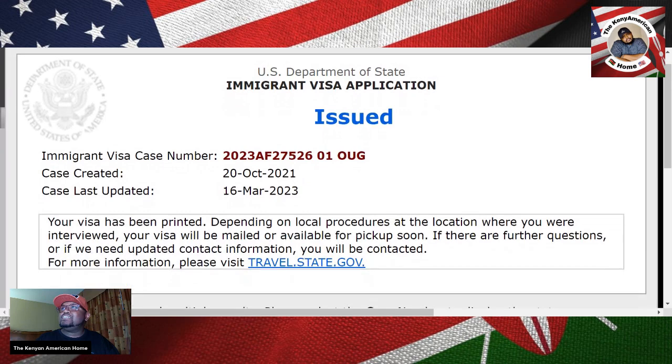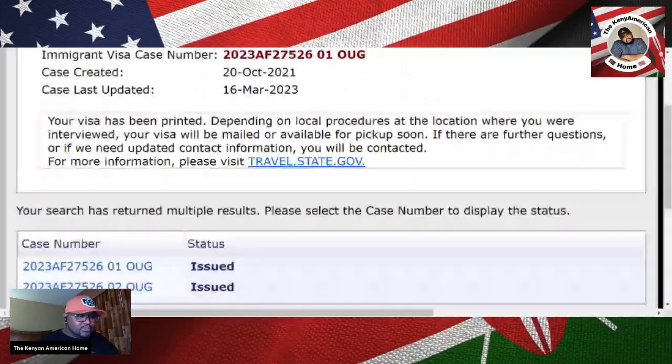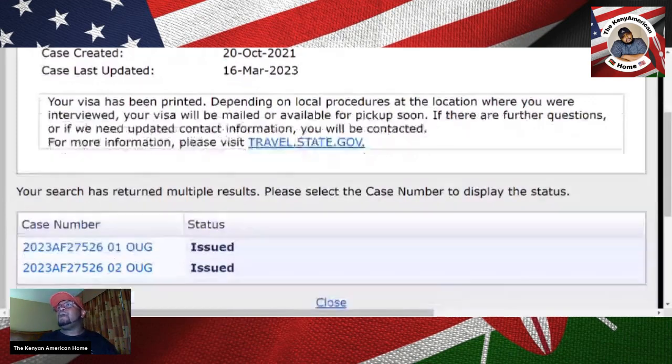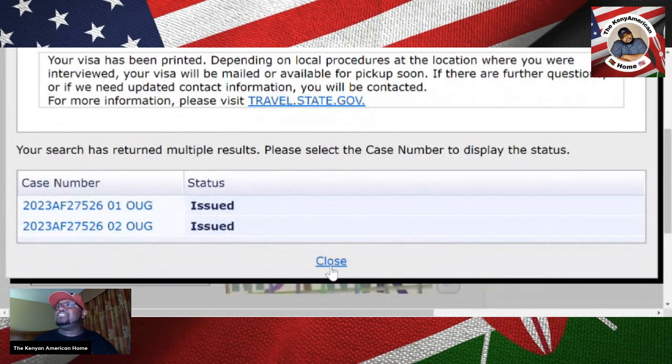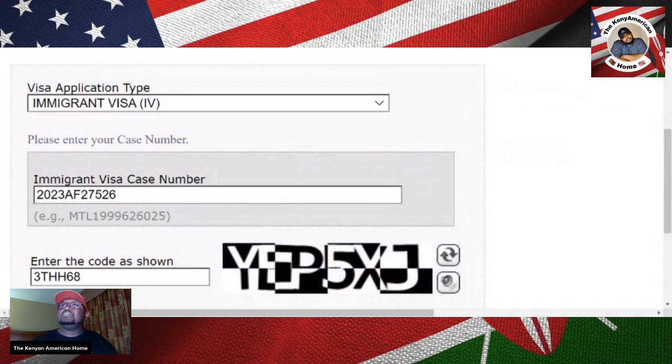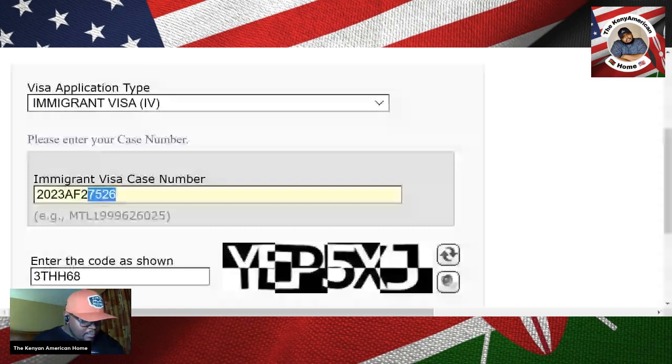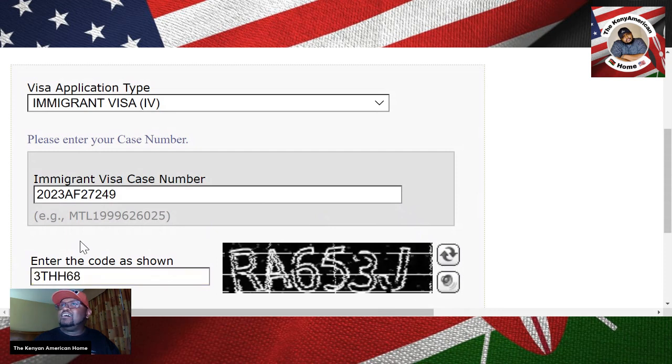And this person, 27526, is in Ouagadougou, Burkina Faso. This person was issued with their visa to the US on DV 2023. Let's look at some more good news. This is where we want to be. We want to get our DV lottery issued. This is a dream. This is the American dream. You get the opportunity to come to the land of milk and honey.